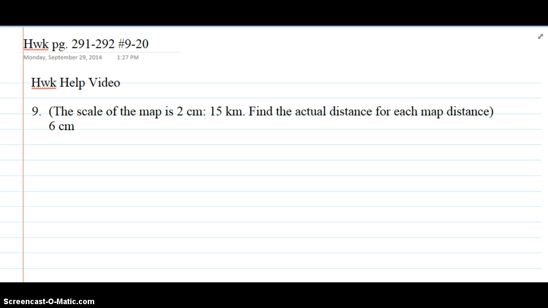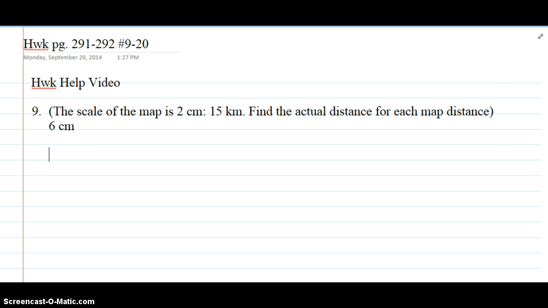Alright, number 9. The problem says that the scale of a map is 2 centimeters for every 15 kilometers. We want to find the actual distance for each of the map distances. In number 9, it tells us that we have 6 centimeters. Remember that one way in class that we may be able to set up the problem is by using a proportion.